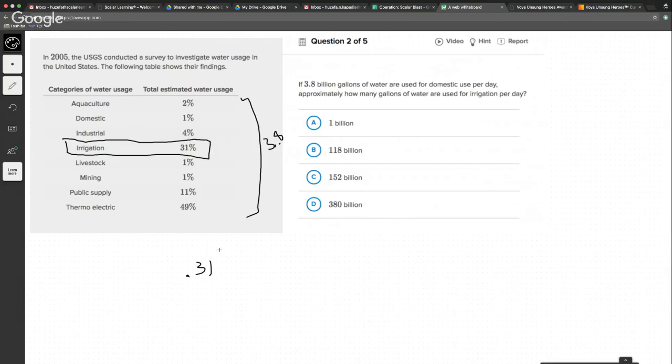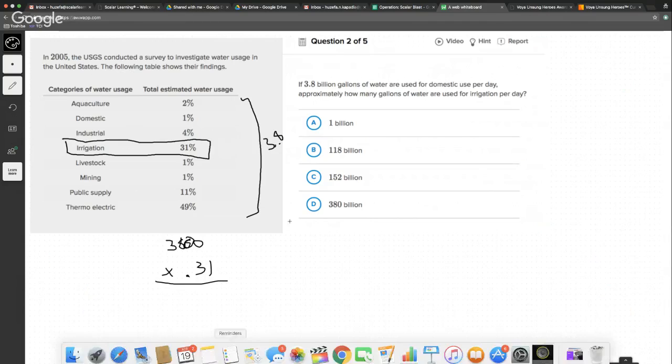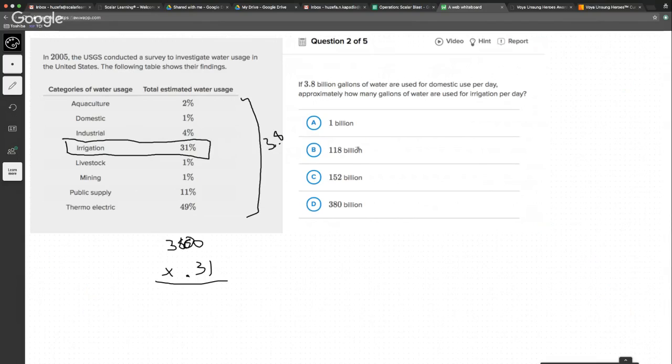You know what I'm going to do? I'm going to make this into 3,800 million. So this represents 3,800 million. Just remember that, because I think all these are going to be... wait a minute, what? 118 billion. These are larger than this. Okay, hold on. Oh, now I see. I made a mistake here. I read this incorrectly. Domestic. Let me erase this.